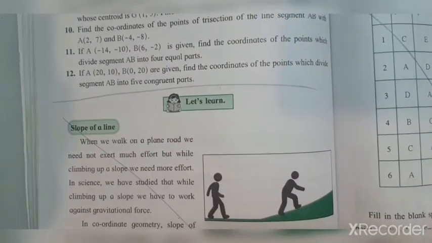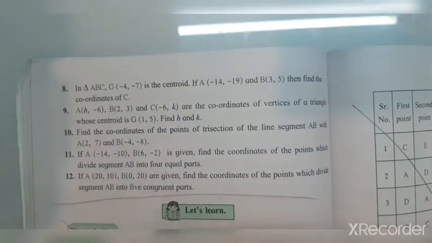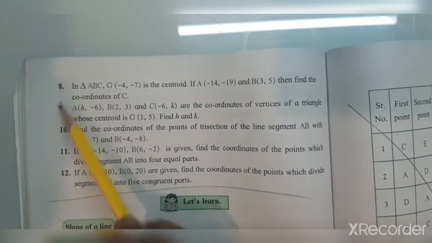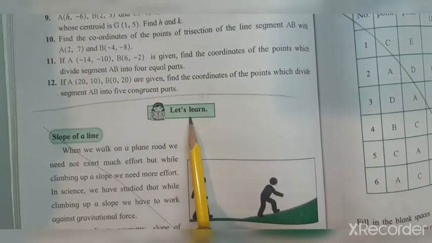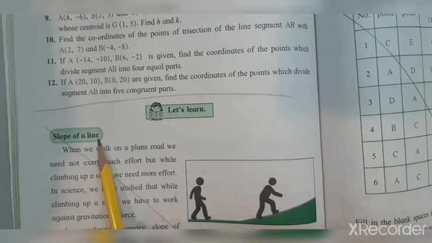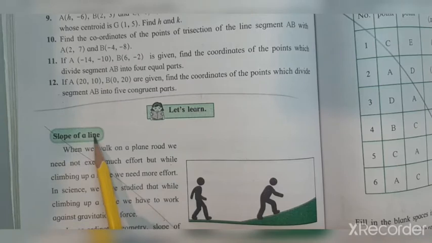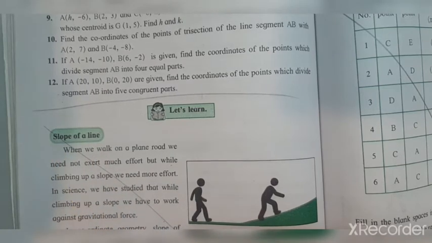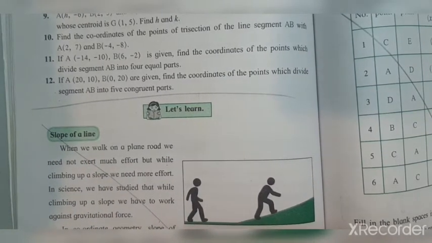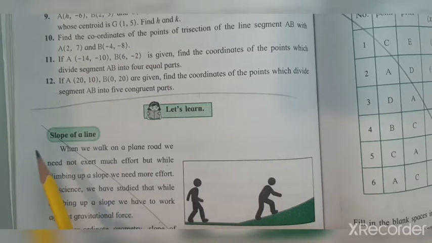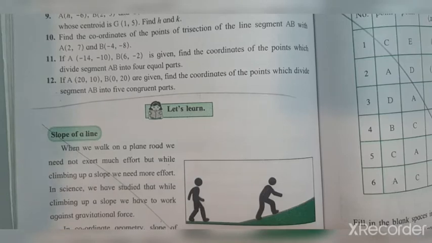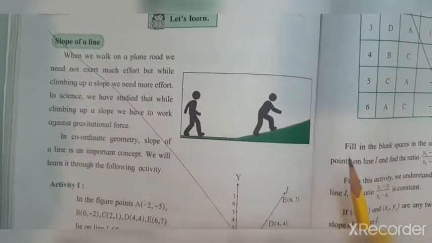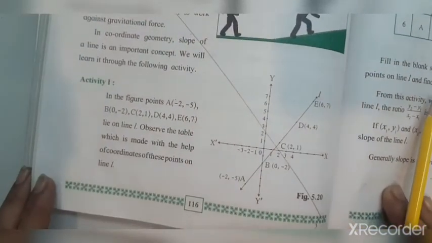On page number 116, you will see at the top there are a few sums, from sum number 8 to 12. Just below that there is "Let's learn slope of a line." From slope of a line you will delete the entire page till the end. You can see here.